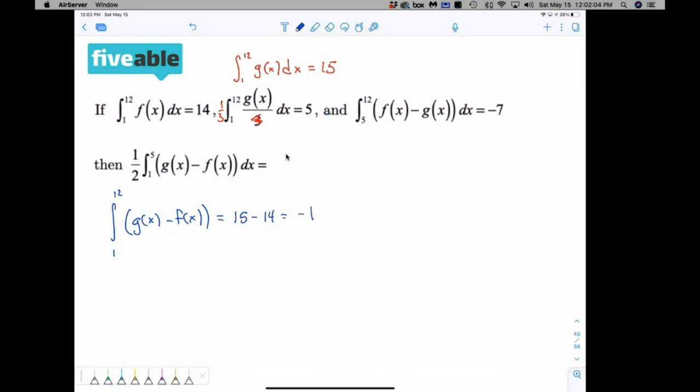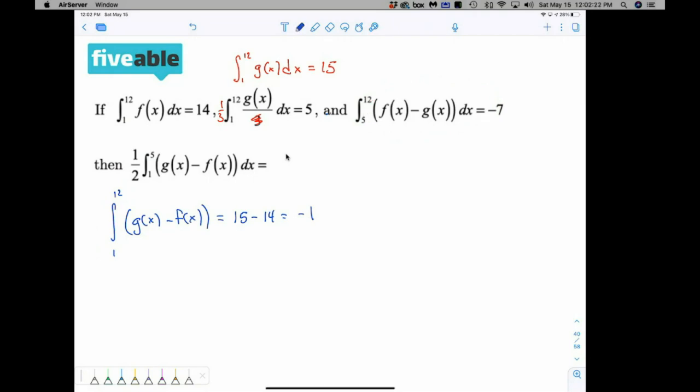So what we've got now is this entire integral from 1 to 12. Now remember, they're asking us about 1 to 5. So we're just looking for part of this integral. But here's where the other piece of the information comes in. We know what's happening from 5 to 12. We know from 5 to 12 what's going on here.